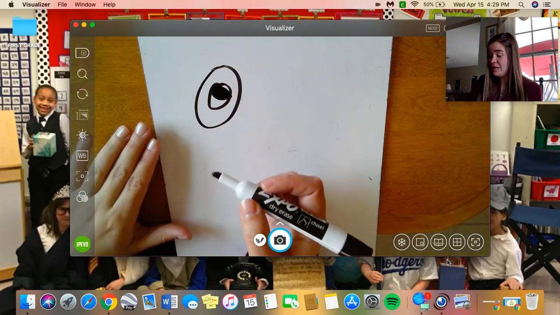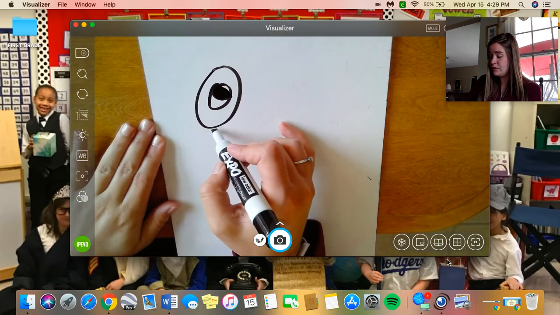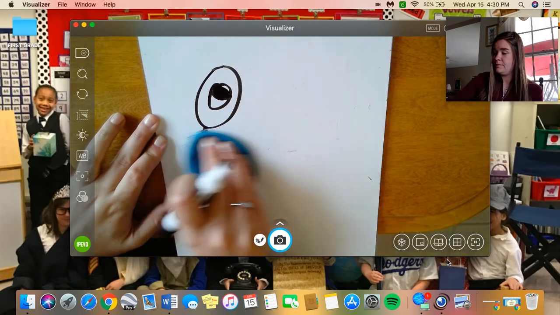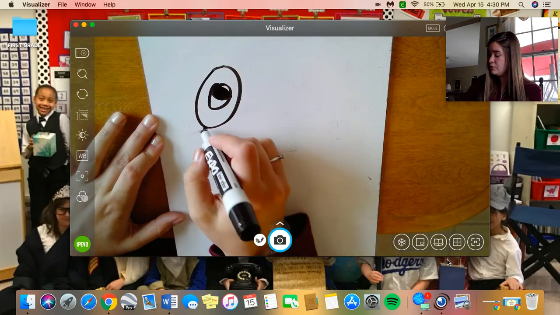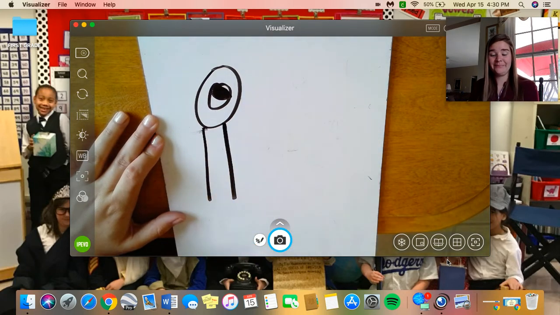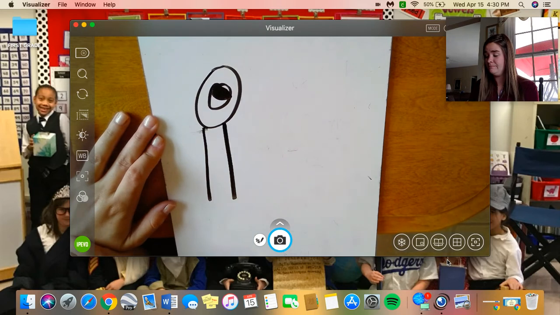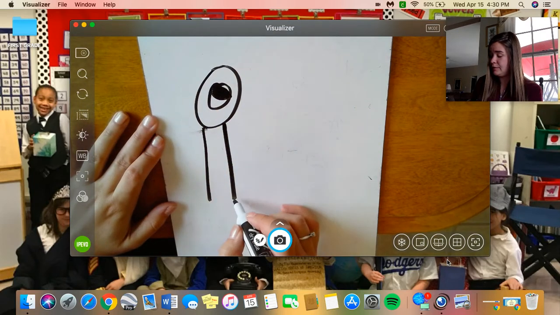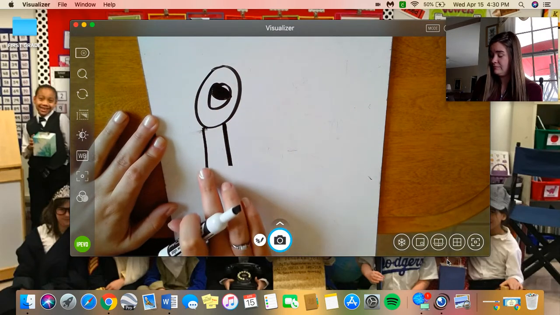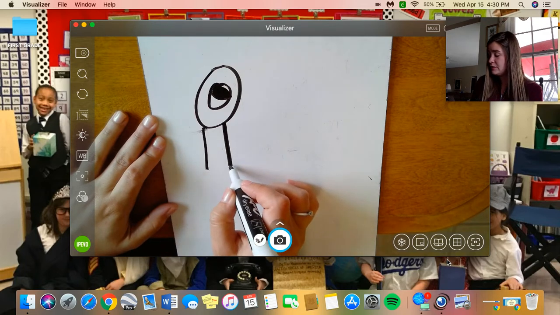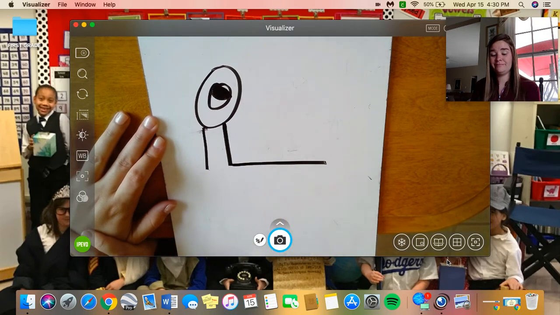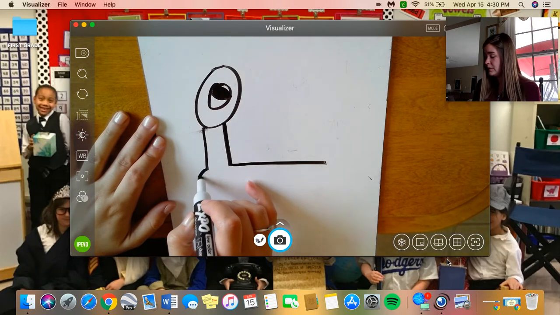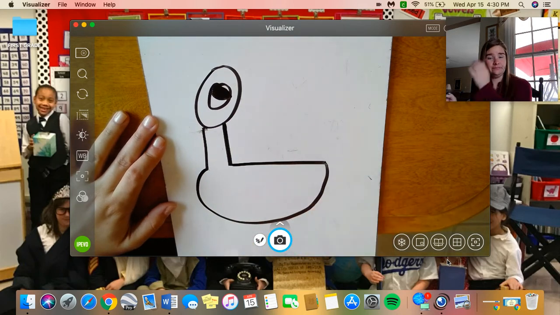Now we're going to make his neck. So to make his neck, you're going to make two, that didn't go very well. My marker quit working. You're going to make two straight lines down to make his neck. Then you're going to, I'm going to make mine a little bit shorter. I made mine a little bit too long. Then you're going to go out straight that way. And then on this one, you're going to go around like you're making a wide U or a bathtub.